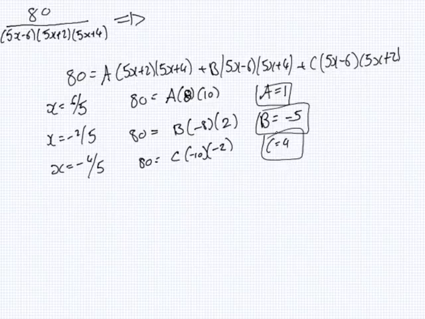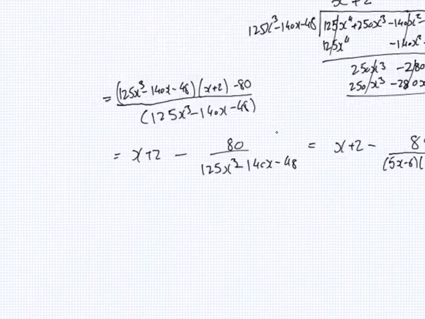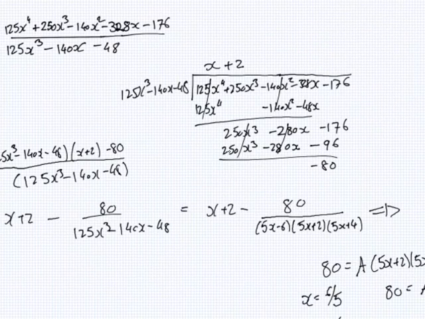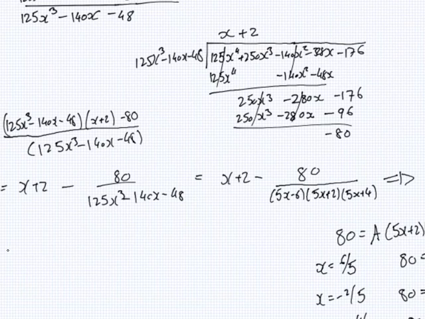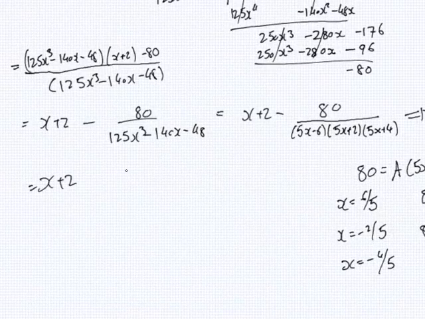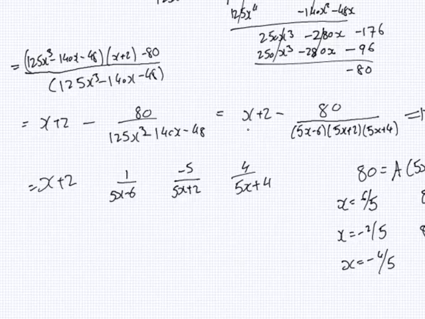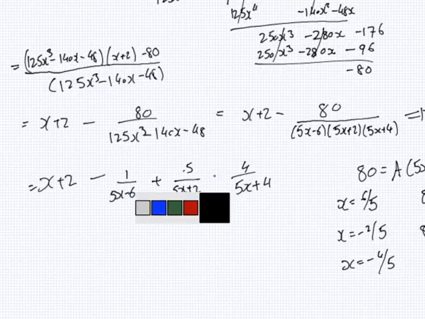So 1, minus 5 and 4. 1, minus 5 and 4. So it will be minus 1 plus 5. Yeah, then the minus here changed it, so it'll be minus, plus, and then minus.